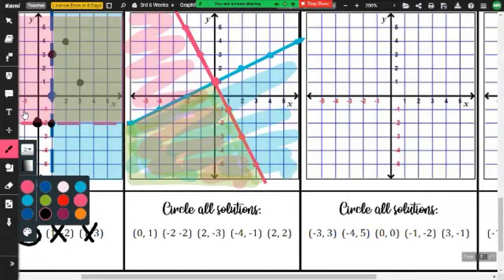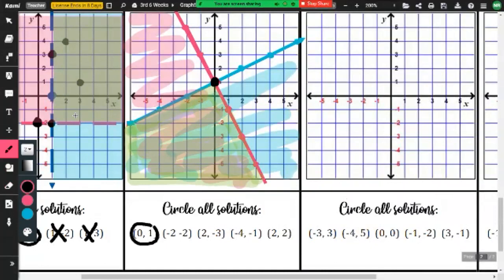Now I'm going to graph those points, that way I can see which ones are part of my solution. (0, 1) is right here, right at the intersection of where the colors mix, and they're both solid lines. So yes, this is a solution. (-2, -2), right here, smack in the middle. So yes. (2, -3) lands on a solid line. Yes. (-4, -1) is on a solid line, but also within that double shaded area. And (+2, +2), even though this is on a solid line, is not in the double shaded area.